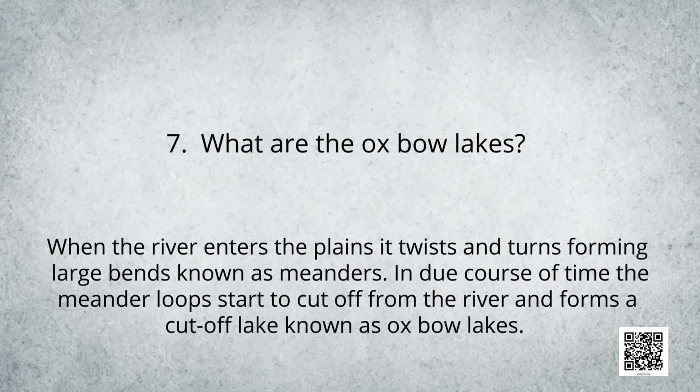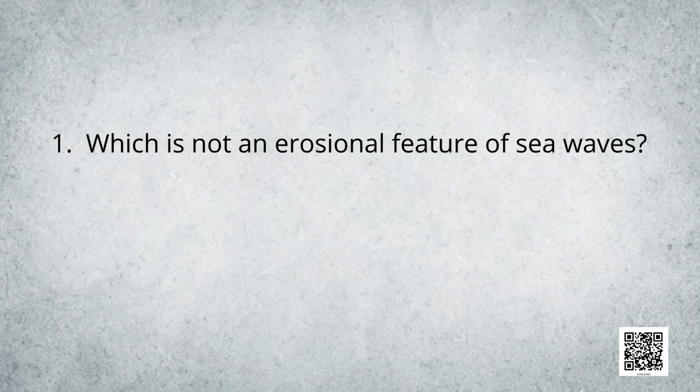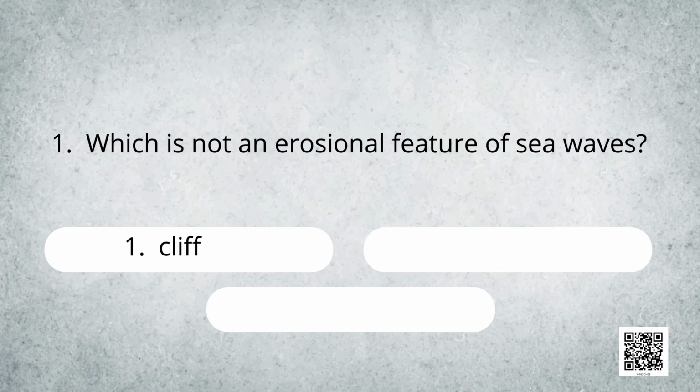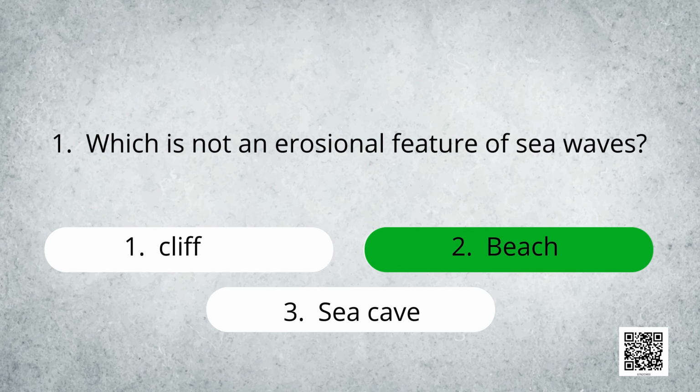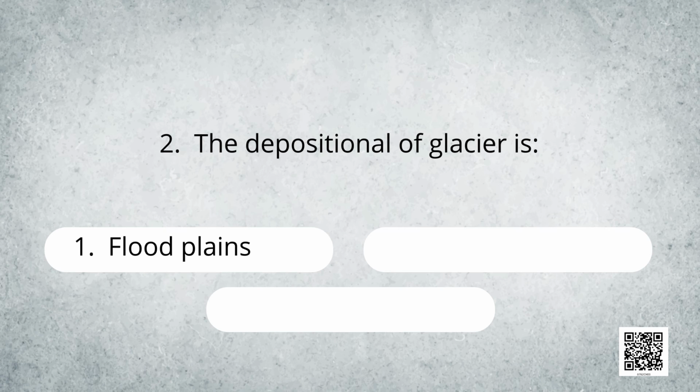Okay, my dear children, now get ready for some fun activity. You have to pick the correct answer. Look at the question first. Which is not an erosional feature of sea waves? Your options are cliff, beach, sea wave. Correct, beach. Okay, look at the second statement. The depositional feature of glacier is, your options are flood plain, beach or moraine.